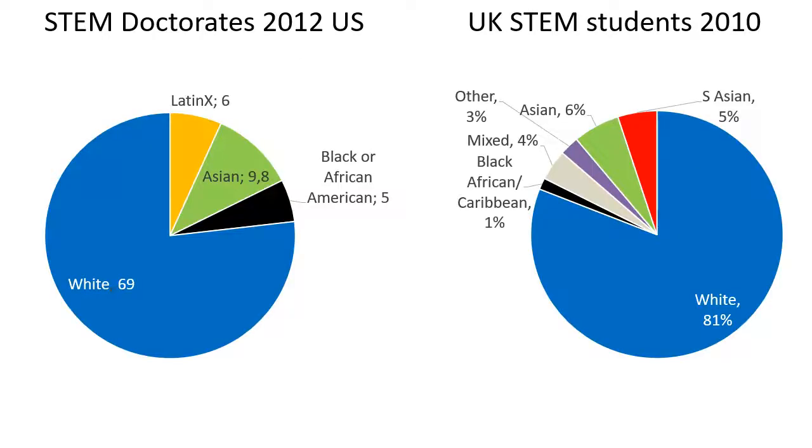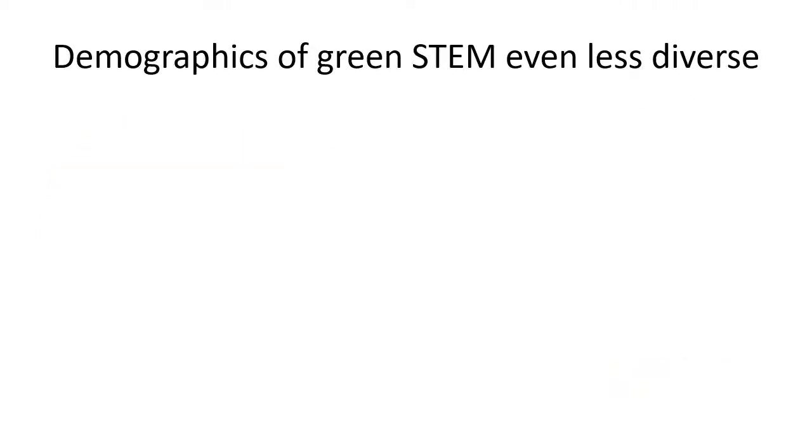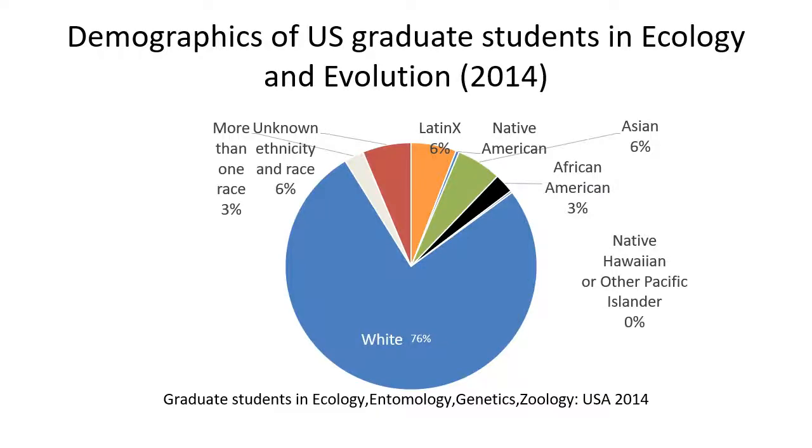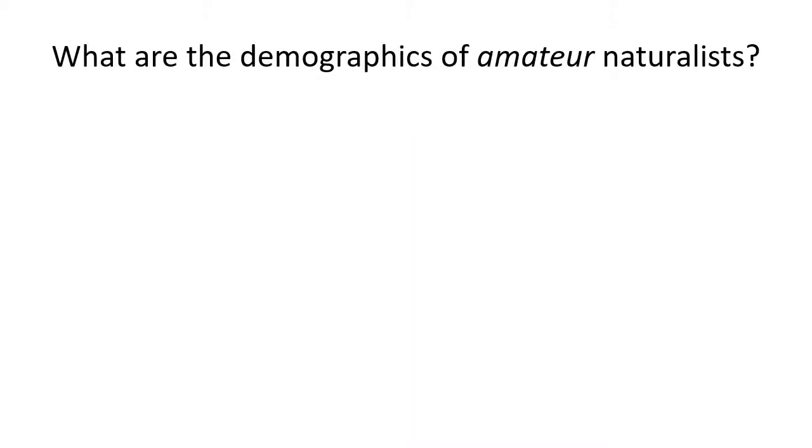So when we look at diversity in STEM, we see that it's way less diverse than our global populations. And if we look at green STEM, and it's hard to get these data, I actually got these from the National Science Foundation. This is graduate students in ecology, entomology, genetics, and zoology. This was about the closest I could get to what we are here. And you can see that it's way less diverse than our current populations. Okay, well, not all naturalists are professional. What about amateur naturalists like botanists and birders?